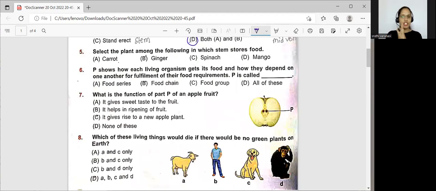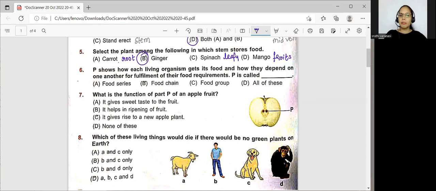Let's go with question number 5. Select the plant among the following in which the stem stores food. In the case of carrot, the root stores food. In the case of spinach, they perform photosynthesis and store food in the leaves, but they do not have any special storage organ; it is a leafy vegetable. Mango stores its food in the fruits. So ginger is the option which is storing food in the stem.